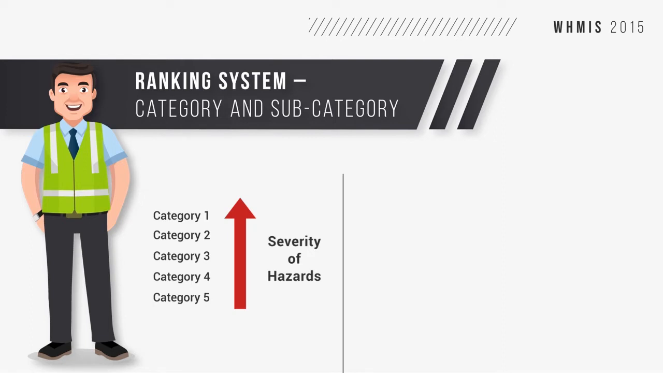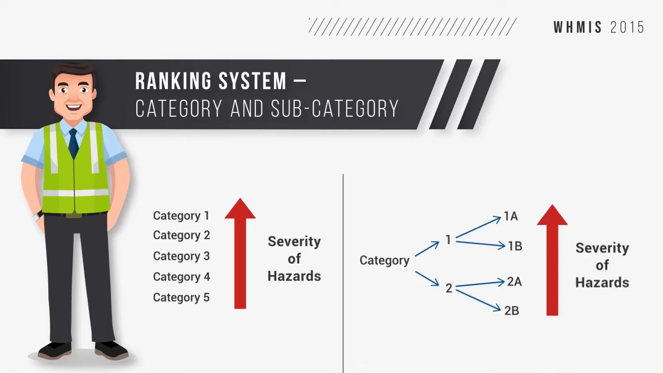The categories can be classified into subcategories. Subcategories are identified with the category number and a letter, A being more serious than B. This is to further break down the risk of using the product. A 1A rating would have more risk than a 1B, but still be more serious than a hazard category of 2.